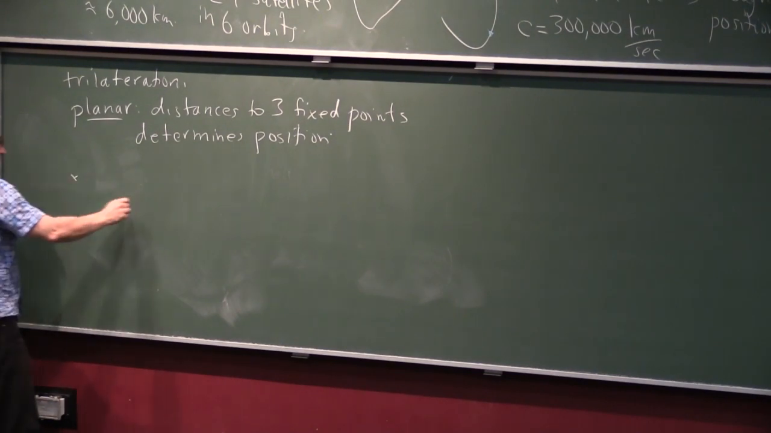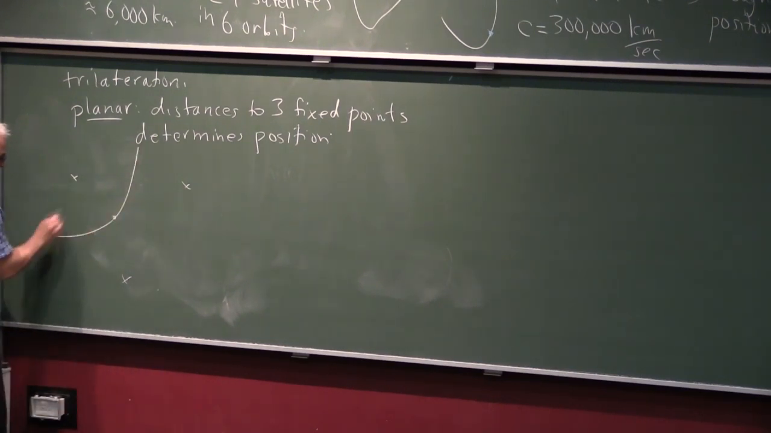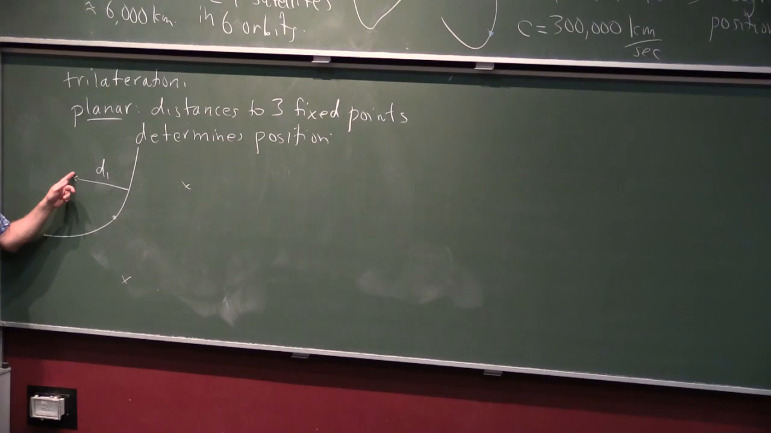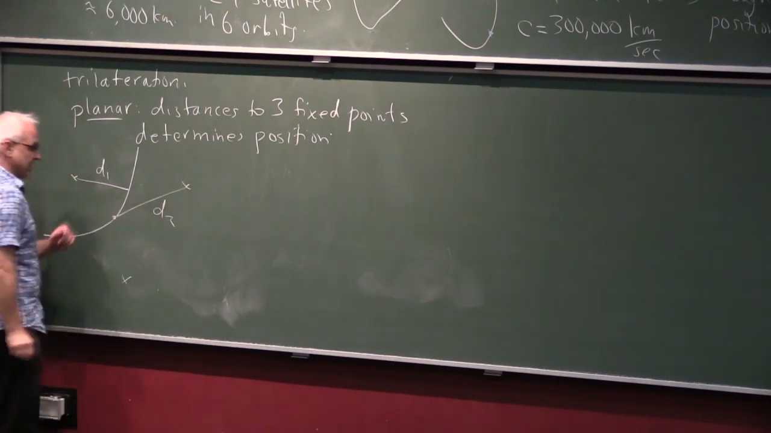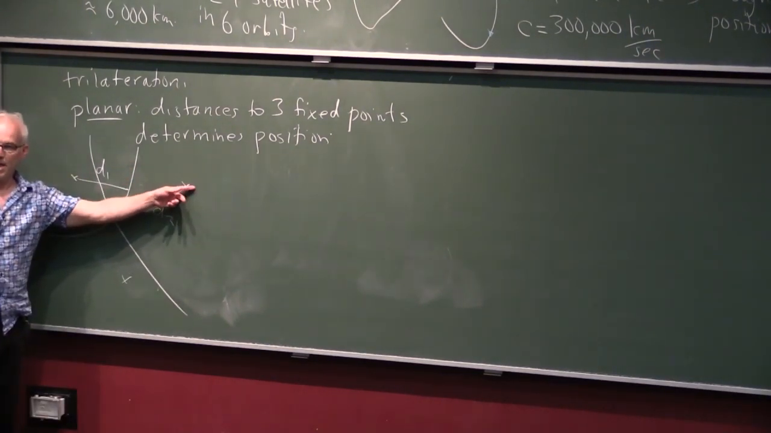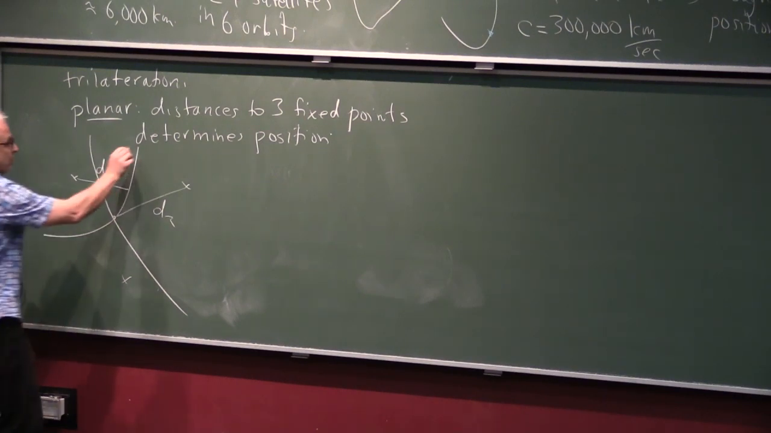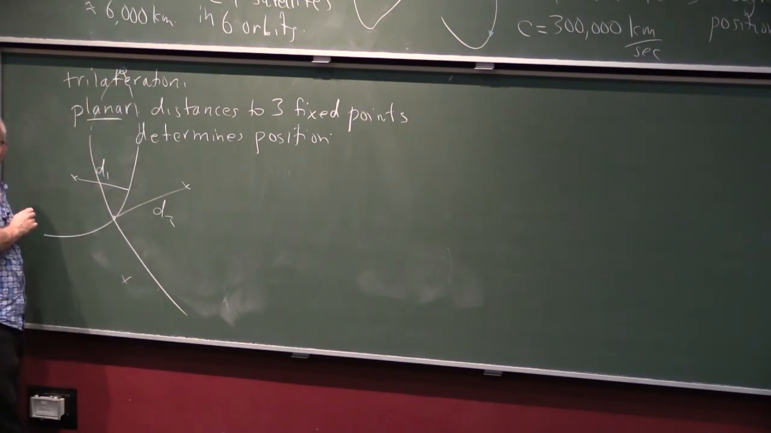So for example, if here are three fixed points in the plane now, and you happen to be, say, here, if you know this distance, d1, then you know that you're on some circle centered at this known point. If you also know the distance between this point and yourself, say d2, it means that you're on another circle centered at this point. And those two pieces of information pin you down pretty well, except that there's another possibility out here. So you need one more piece of information to determine where you are.